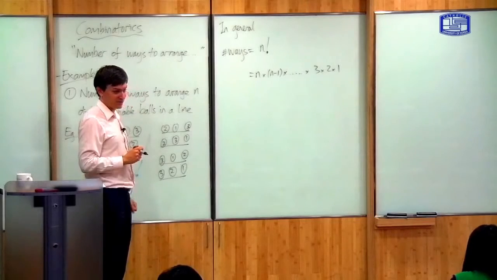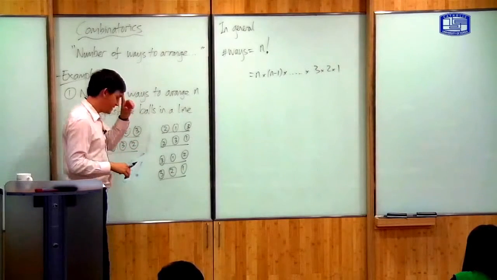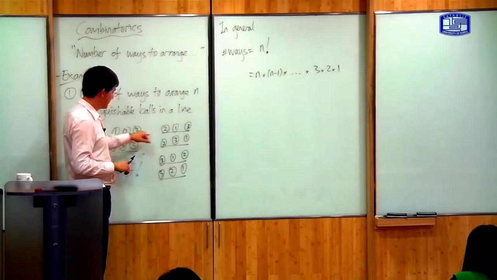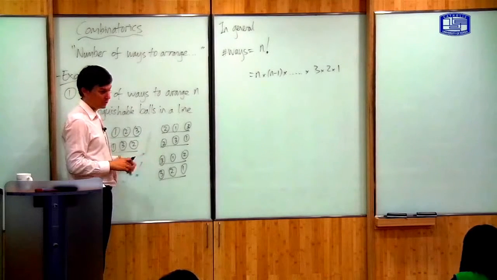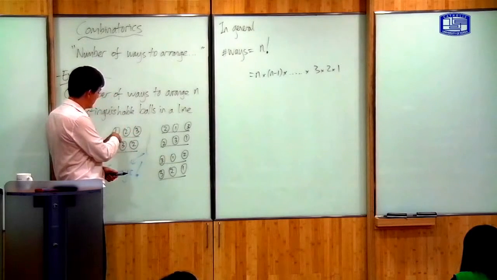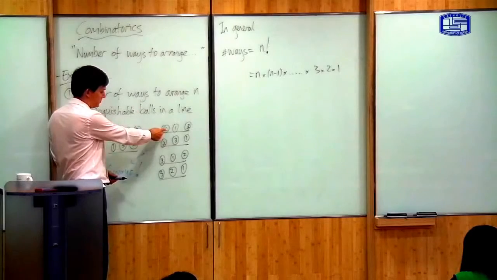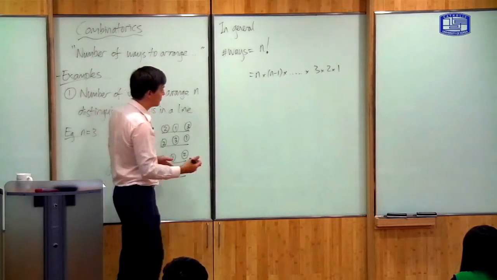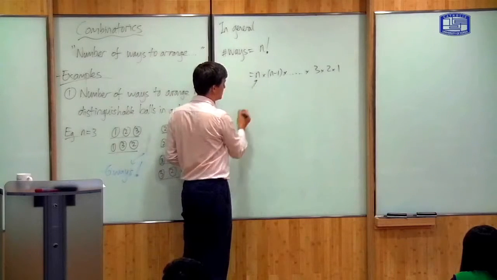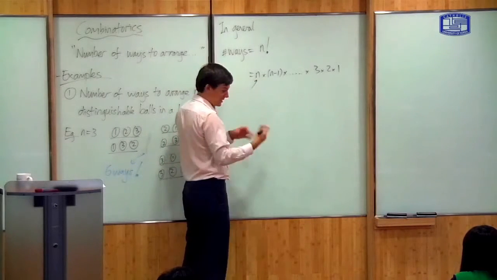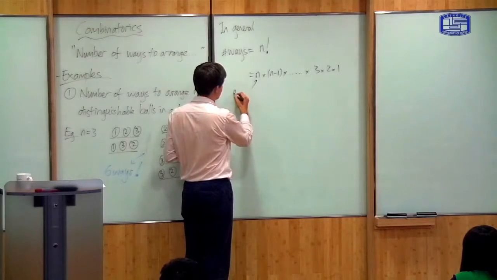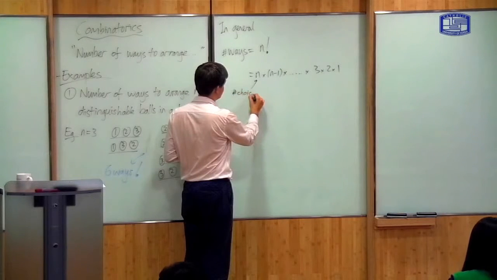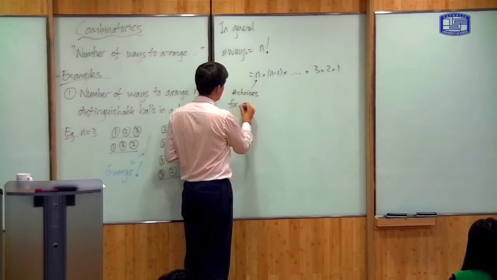You can think about it in the following way. The first thing I have to choose is which ball comes first. Which ball comes first? So I could put ball 1 first, or I could put ball 2 first, or I can put ball 3 first. Right? So the number of choices for the first ball is just equal to n, because I can put any of the balls first.